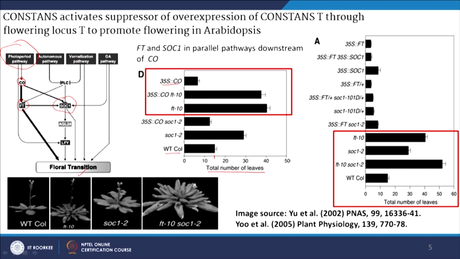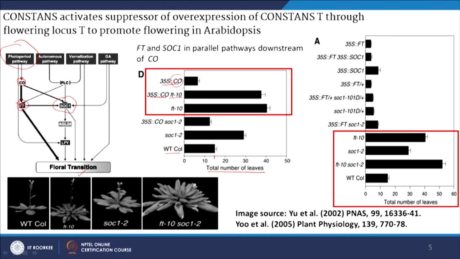This tells that both are activators of flowering. But what happens if you take CONSTANS overexpression in the FT mutant background? The CONSTANS cannot induce flowering, which means that CONSTANS is important in activating flowering, but it is working through FT. If you do not have FT, CONSTANS is not able to activate flowering. So, it means that CONSTANS is upstream of FT, and it is regulating flowering through FT.